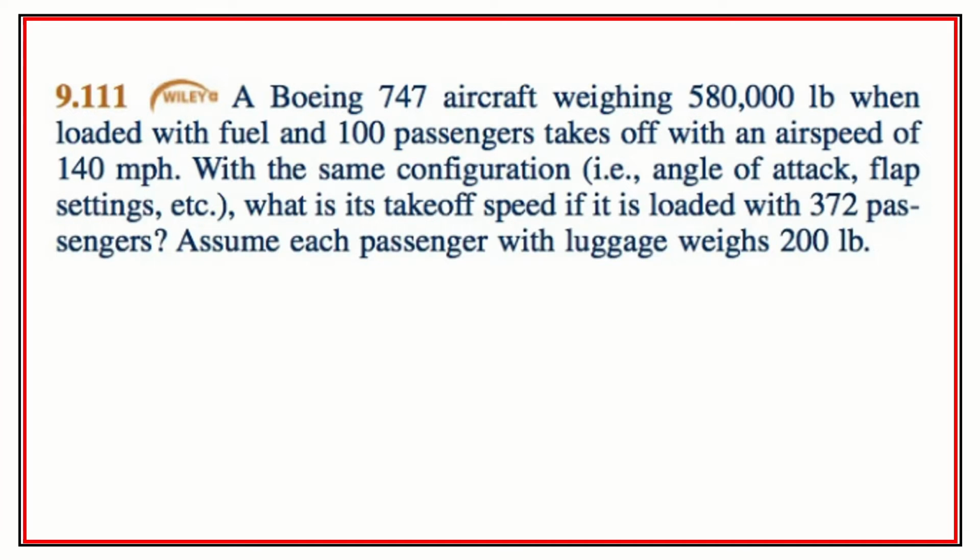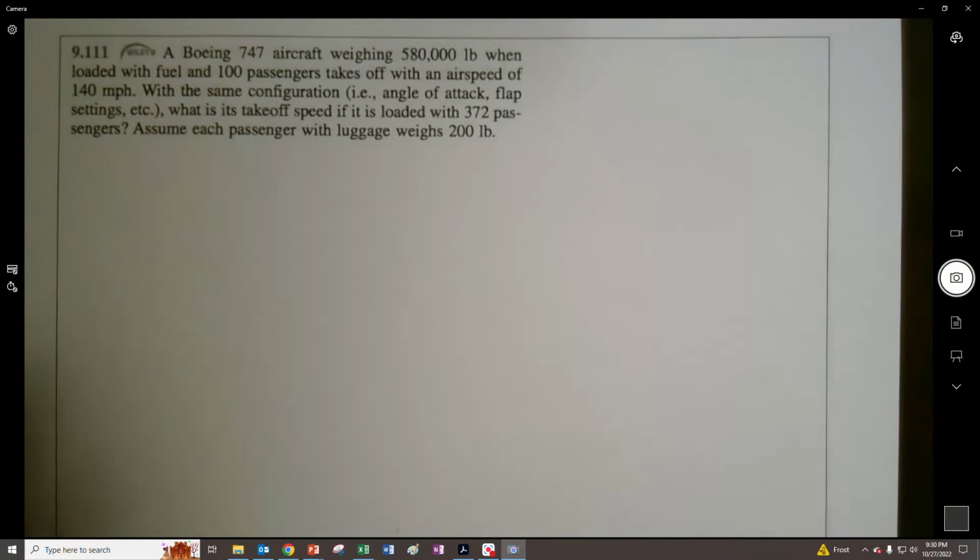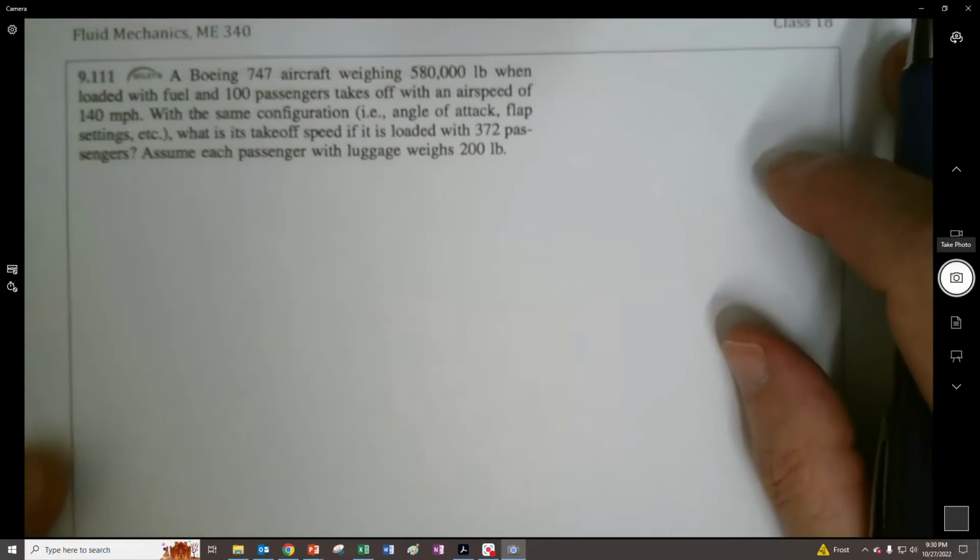Assume each passenger with luggage weighs 200 pounds, which is a pretty good, I don't know. Is that a good assumption? 200 pounds? Kind of wondering. I've seen how people pack lately. And what people weigh lately.